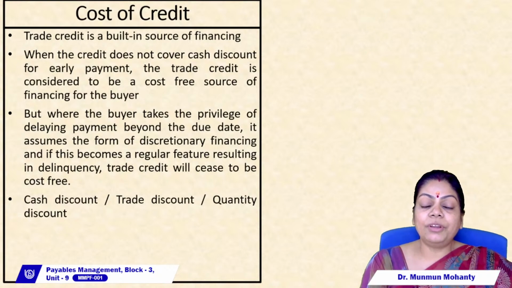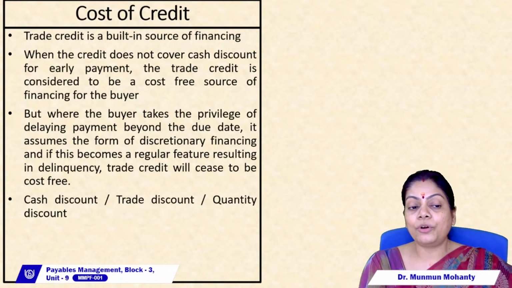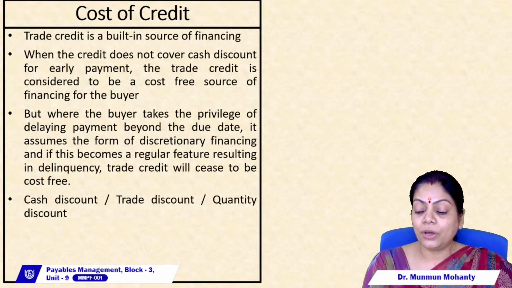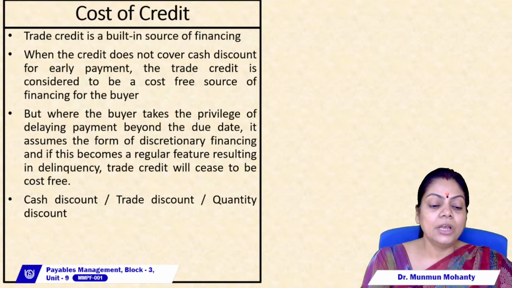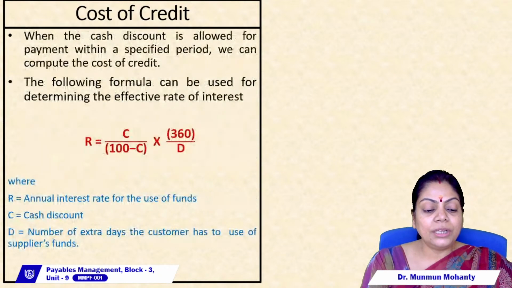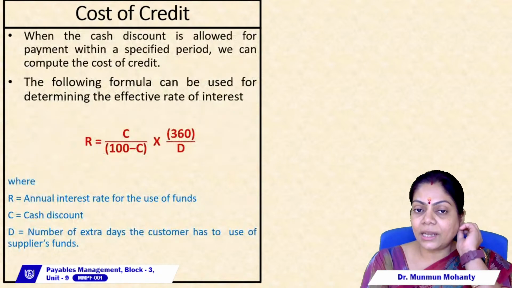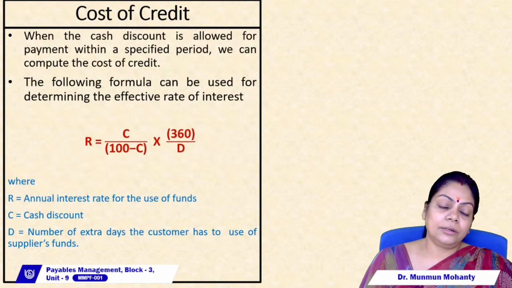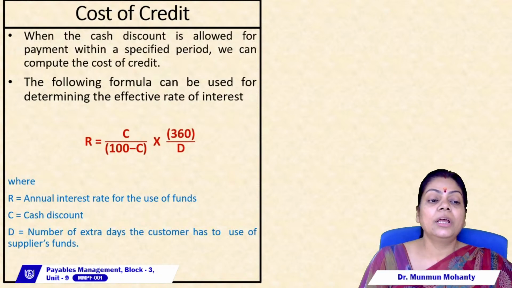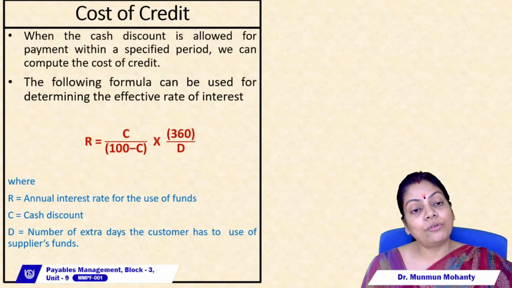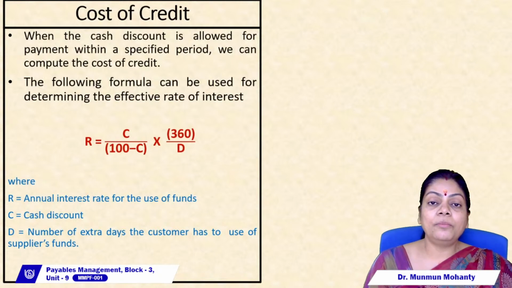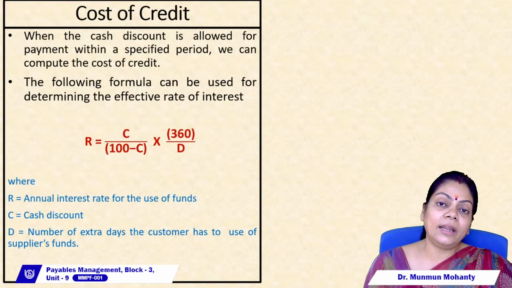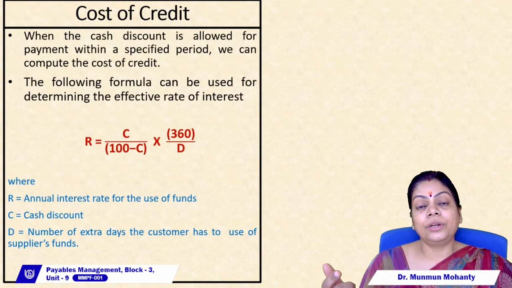Now here you have to be very clear regarding what kind of discount we are talking about. We are only focusing here on the cash discount. When we talk about this cash discount, the cash discount is allowed for a payment within a specified period, and when we do that, we can talk about a cost of credit. Now, how does a normal credit period look like? The normal credit term looks like something like, let us say, 2 by 10 net 30. Okay, 2 slash 10 net 30.